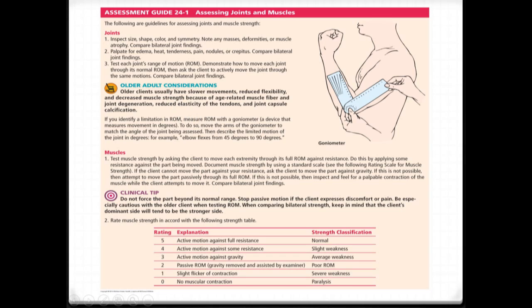Right here, older adult considerations. It's going to reduce flexibility and decrease muscle strength because of age-related muscle fiber loss, joint degeneration, reduced elasticity of the tendons, and joint capsule calcification. Okay, this is something you need to make sure you know.